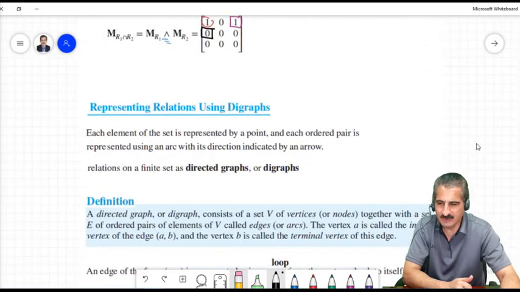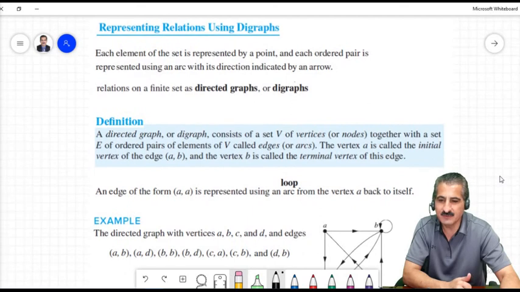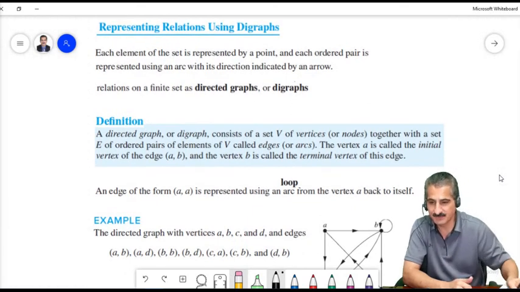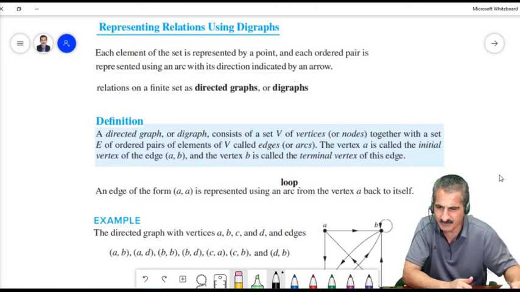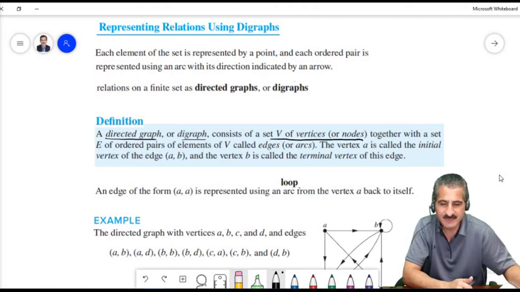Good. So we finished representing relations using matrices. Now we will go to represent relations using directed graphs. Okay. So how do we do that? A definition. What is a directed graph or a graph? It consists of a set V of vertices or nodes, together with a set E of ordered pairs of elements of V called edges.